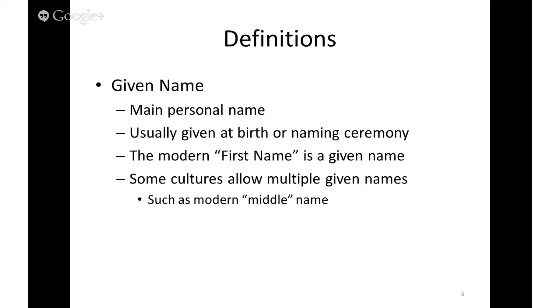So, a few definitions. A given name is the main personal name of somebody. It's usually given at birth or during some sort of naming ceremony, such as a baptism or christening. What we think of as first names today is a given name. Some cultures allow multiple given names. For example, most modern middle names are really double given names. Some cultures do not.